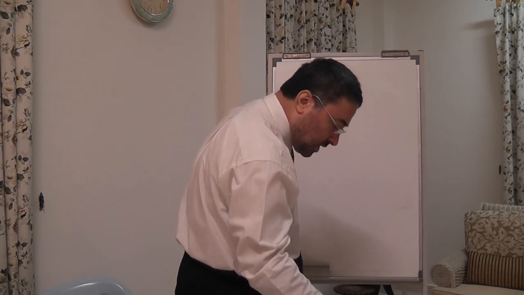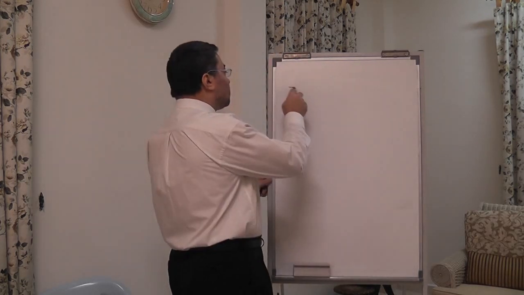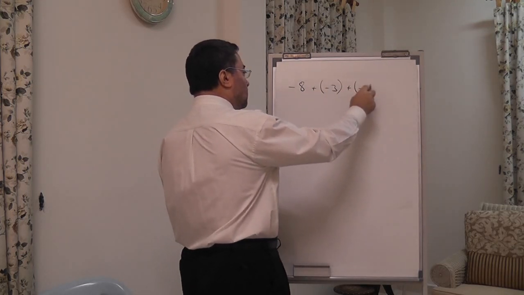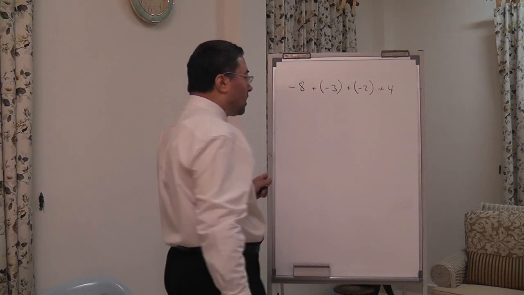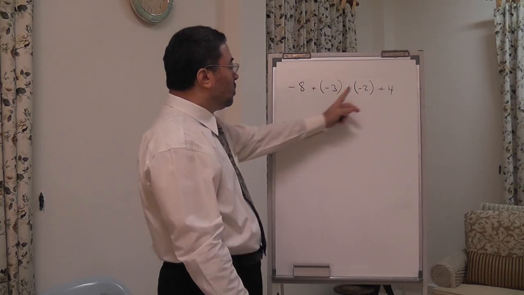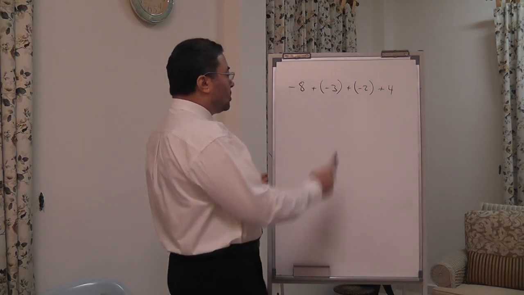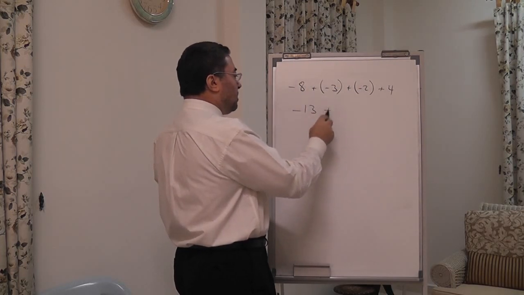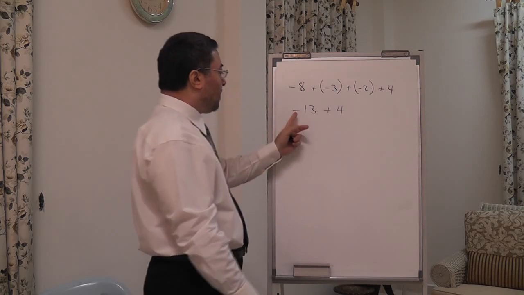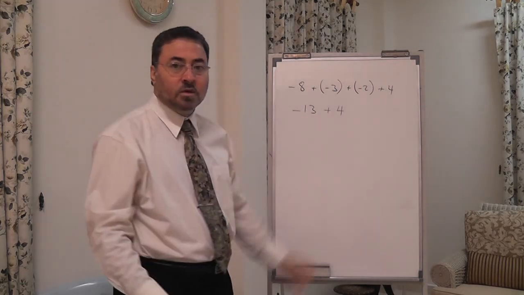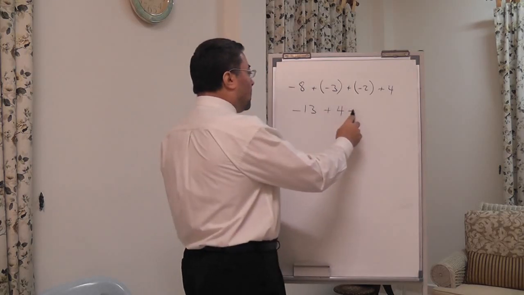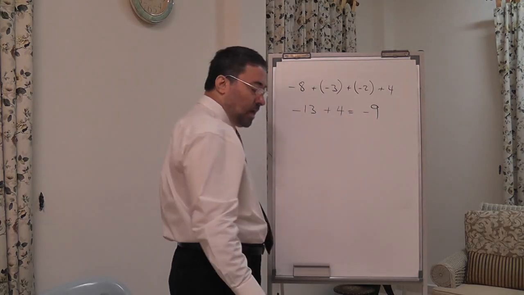Number 26, minus 8, minus 3, minus 2, plus 4. Here we have 1, 2, 3 negative numbers. So we simply add them. Minus 10 and minus 3 is minus 13, plus 4. And we have a negative number and a positive number. We get their difference, and the sign will be the sign of the larger. In this case, we get a minus 9.